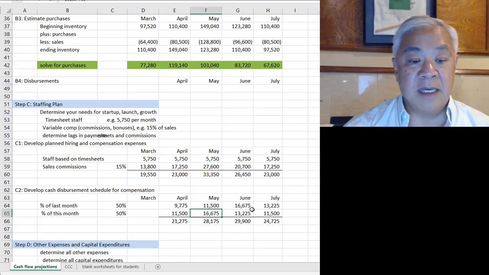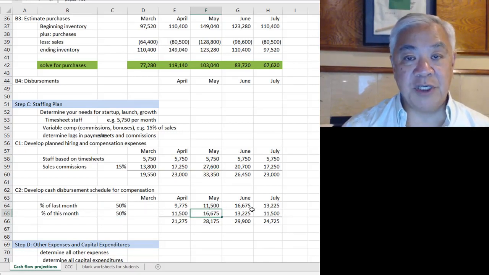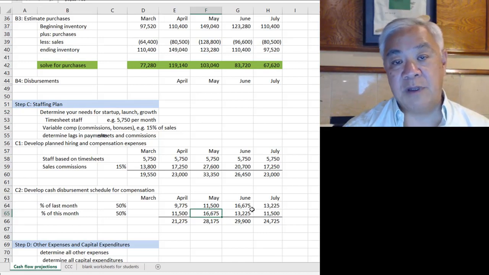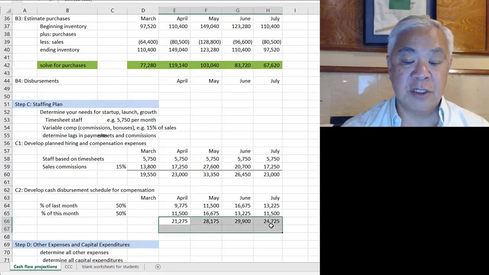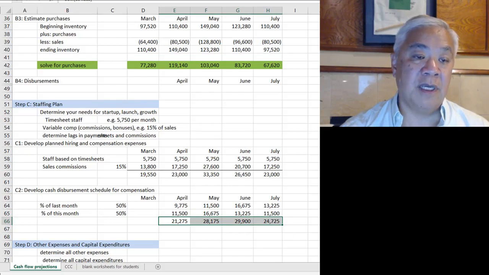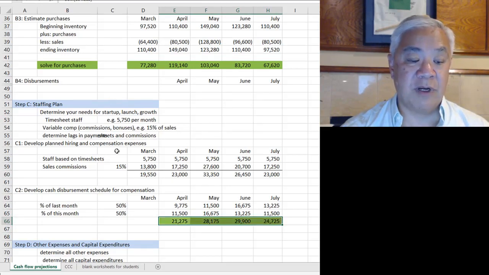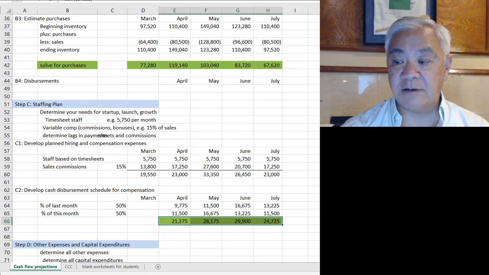Why does this take place? Because they get paid based on timesheets and they submit at the end of the month, and there's a little lag, so we can't pay them immediately. Even a day or so would push us into next month. So this is the cash payment for the timesheet and bonuses that we're going to pay for our people. So that's our staffing cost.